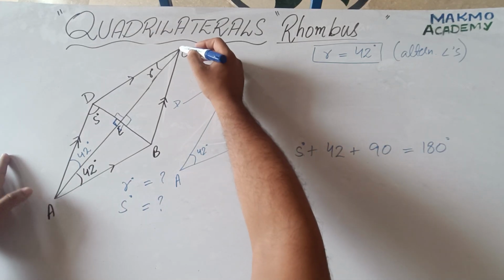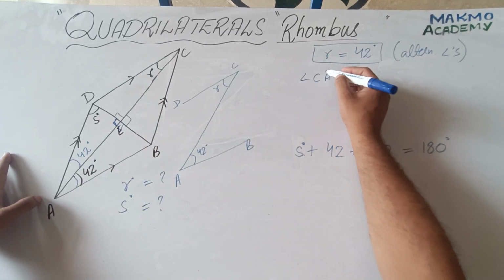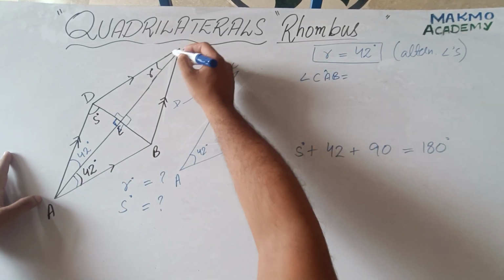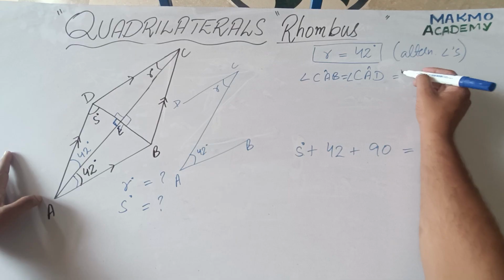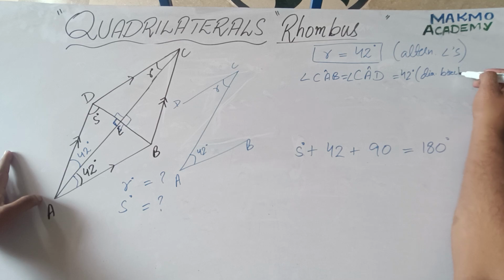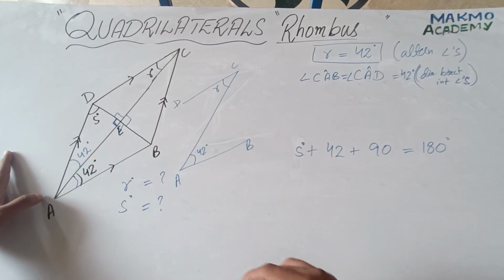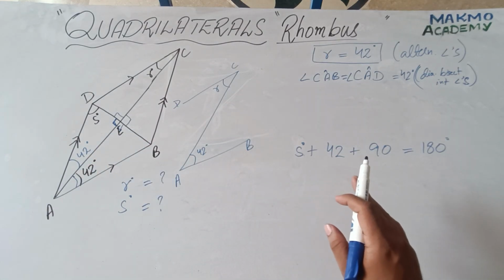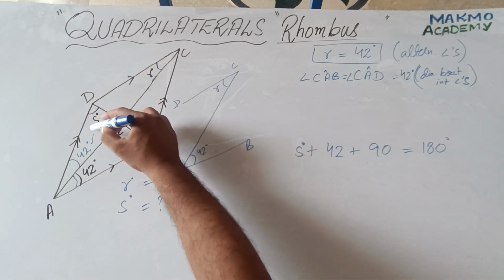I will write this angle CAB. It means that this angle CAB is equal to angle CAD, and they both are equal to 42, and I will write diagonal bisects interior angles. This is why I am saying this. This is the reason why I am saying that these two angles are of 42 degrees. So we need to mention the appropriate reason every single time. I have mentioned why I am saying this angle is of 42.